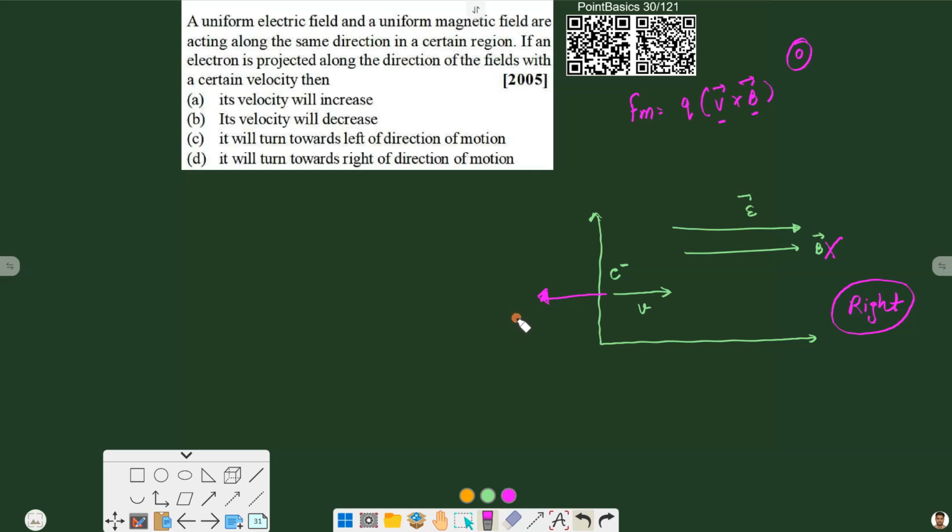So we cannot say with surety that it was moving in the right and now it is moving in the left. The reverse is also possible, that initially it was in the left and now it is moving in the right. So we can only be sure about option B, that its velocity surely will decrease and will turn to negative. Now moving to the next one.